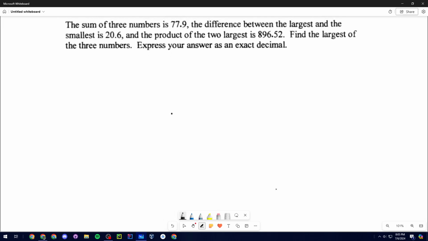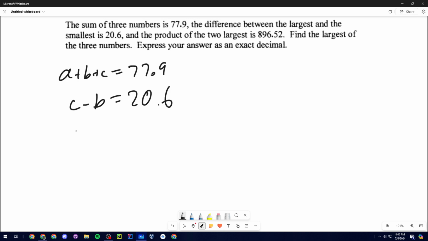Sum of three numbers, so I'll just say A plus B plus C is equal to 77.9. Difference between the largest and smallest, so C minus A is equal to 20.6. I'll just have it in order, and then the product of the two largest, BC, is equal to 896.52. And I have to find the largest of these three numbers, which is pretty annoying because I have decimals.